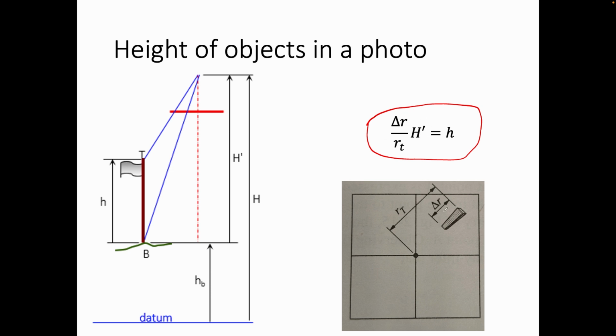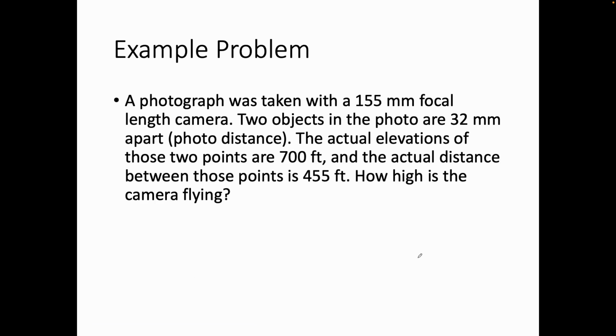What is this relief displacement? And what is the distance from the top of that object to the origin point of our photograph? So let's do an example. A photograph is taken with a 155mm focal length camera. Two objects in the photo are 32mm apart. In the photo, the actual elevations of those 2 points are 700 feet, and the actual distance between those 2 points is 455 feet. How high is the camera flying?